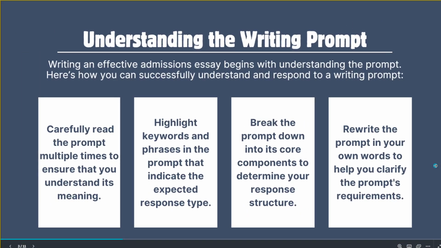And so, first, you have to understand the writing prompt. Writing an effective admissions essay begins with understanding the prompt. And here are four steps to how you're going to successfully understand and respond to it. First, carefully read the prompt multiple times to ensure you understand its meaning. What I've done is analyze my prompts at least 10 times to make sure I knew what I was writing. And whenever I was writing, I always made sure I was thinking about the prompt.